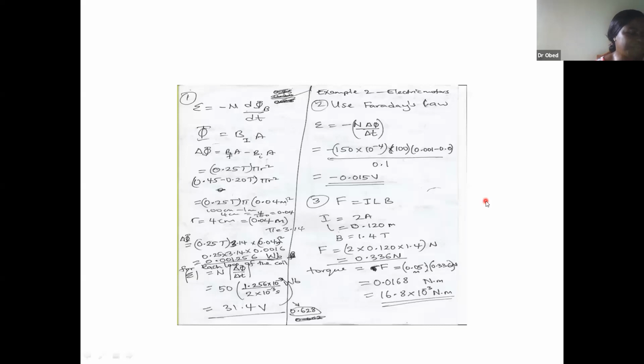Always remember to make your unit conversion. That's very important. A lot of students have missed the right answer because of unit conversions. When something is in millimeter or centimeter, you must convert to meter before you continue your work. And then consider whether the results are reasonable.